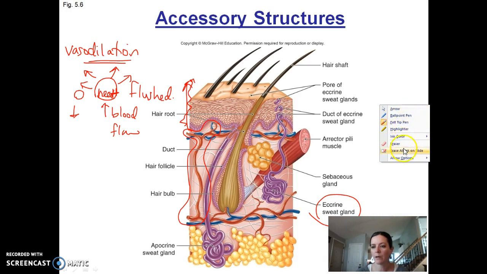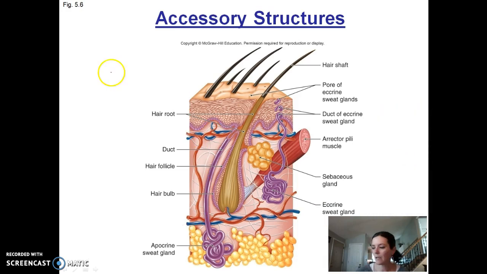I'm going to erase this and start back over with what happens when our body gets cold. Same kind of thing. When our body is getting too cold, we actually need to keep the heat. We need to retain the heat deeper in the body, close to those really important organs like our heart and our lungs. We need to keep it all in the core. We don't want it to escape.